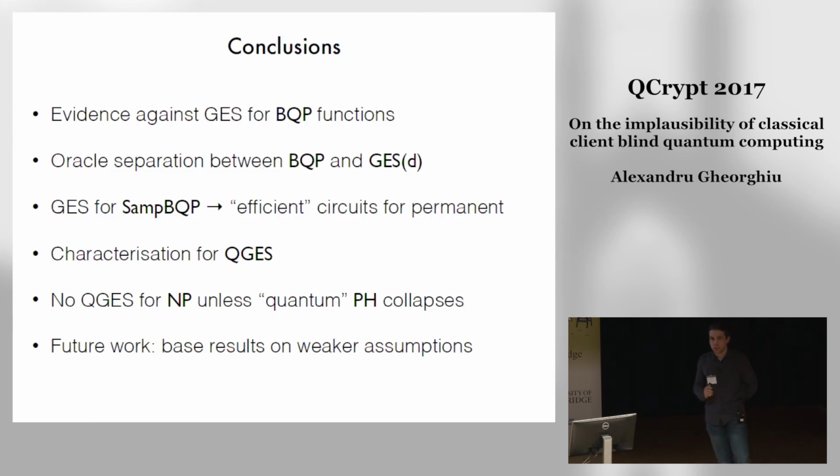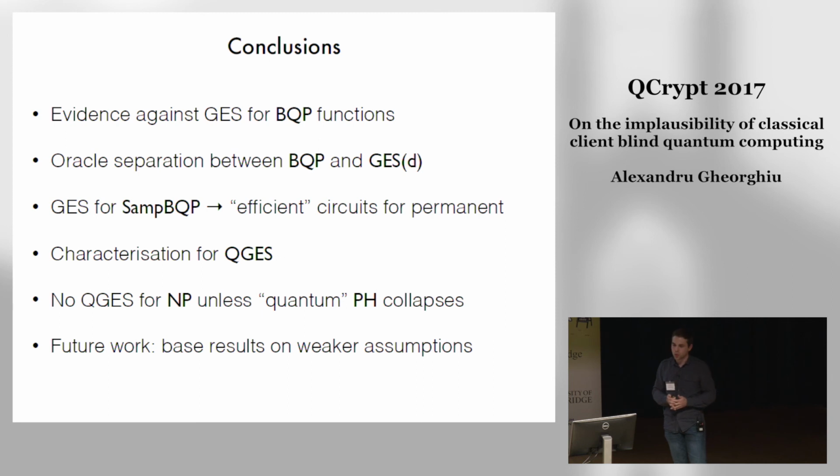Okay, so to end, as I said, our paper basically has two big results. One is providing evidence for why we don't think BQP functions should admit these generalized encryption schemes. And this evidence is in the form of an oracle result and a sampling result. And the second part was to define this quantum generalized encryption scheme like blind quantum computing and give a characterization for functions which admit such a scheme, and then showing that that probably does not contain NP unless the polynomial hierarchy collapses.